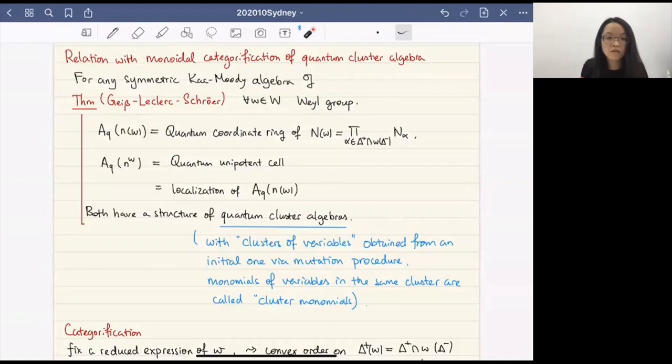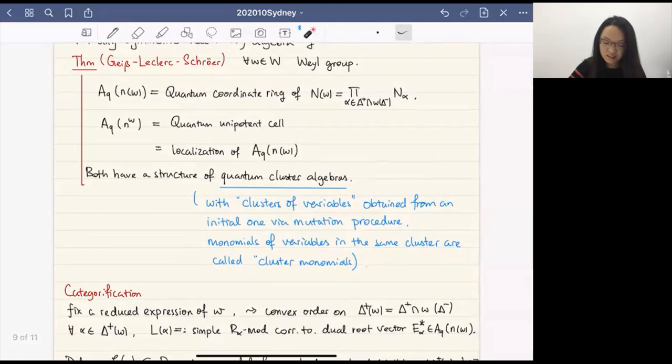Okay. And I think it makes no sense for me to give a definition of quantum cluster algebras. I just want to stress that it is an additional structure on these algebras where you have clusters of variables which are produced under some mutation procedure. And this additional structure also gives you some distinguished elements in these algebras, which are called cluster monomials. So they're defined as monomials of variables in a single cluster. Anyway, this is an important structure on these two rings.